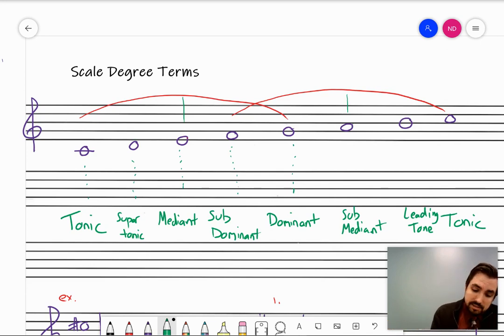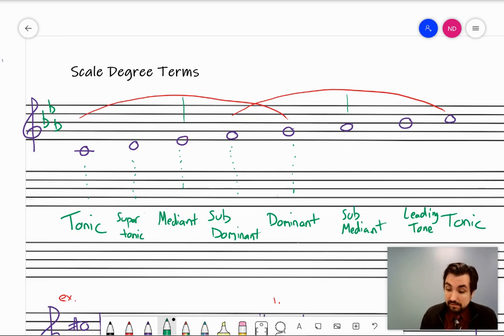Now say I go to the beginning of the line and I put 3 flats here, changing this from C major to C minor. The good news is that almost all of these terms stay the same, regardless of whether or not you're talking about a major or a minor key. The one difference is the leading tone.